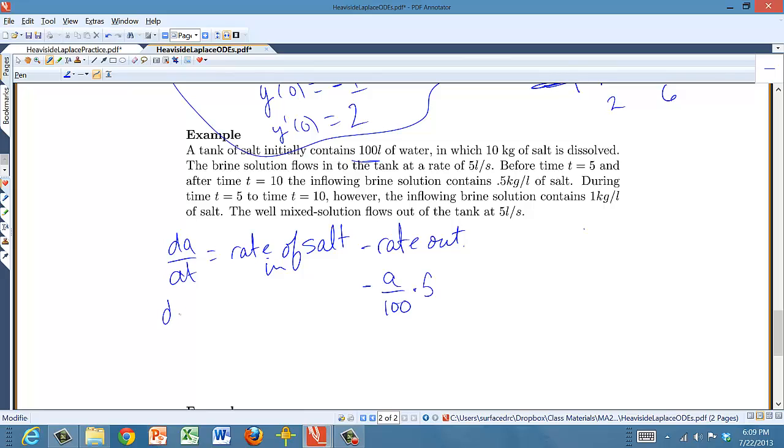And now the rate of salt flowing in, this is the interesting one for us. It's interesting because the rate of salt flowing in is not constant this time. Between times 0 and 5, salt's flowing in at a rate of 2.5 kilograms per second. So if we were to graph this, here's time 5, here's time 10. Up till time 5, you are flowing in at 2.5. After time 10, there's salt flowing at 2.5, that's kilograms per second, sorry. Between time 5 and 10, salt's flowing in at 5 kilograms per second.